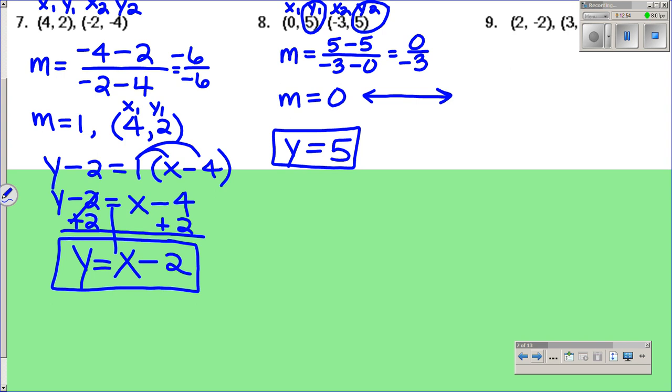So what I suggest is always look at your 2 points. If the y-coordinates are the same, then your equation will just be y equals that number. If your x-coordinates are the same, that's going to be a vertical line, so your equation will be x equals the x-coordinate.